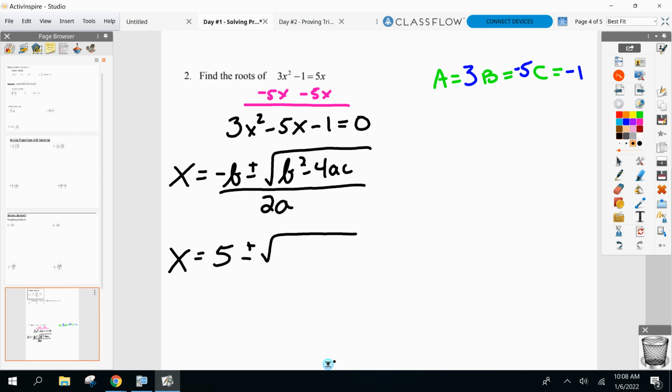I didn't do too much of it yesterday. That's why we're doing a second day. I do not want you to try to do it yourself. Do not try to find b squared minus 4ac by yourself. Let your calculator do the work. So let's review again. How do I use my calculator to find that number?